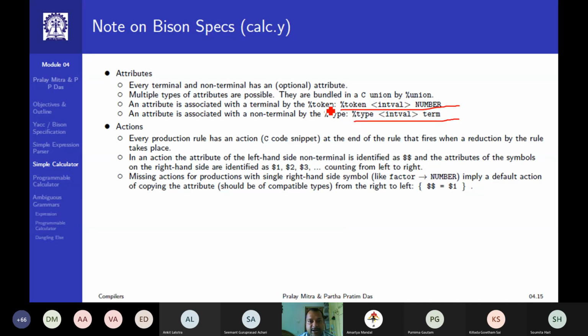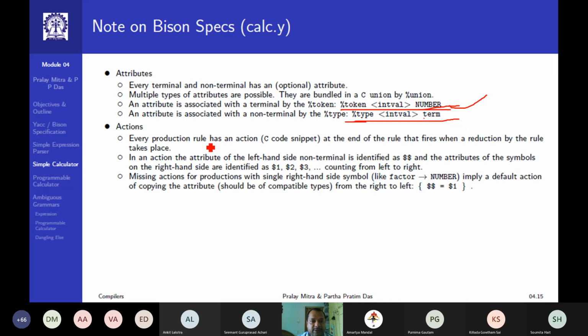Now you see the difference between terminal and non-terminal. For terminal it is %token. For non-terminal it is %type. For terminal I am assuming the number because I am dealing with the calculator here. But when the scope increases, characters or other things will come, or floating point, etc. Then accordingly I have to make changes. But for the timing it is fine. So for non-terminal, so term, expression, factor, for each of them there is one type.